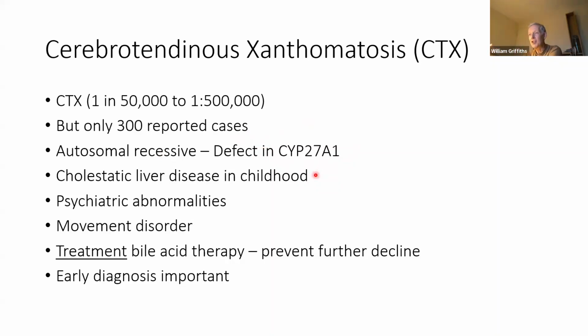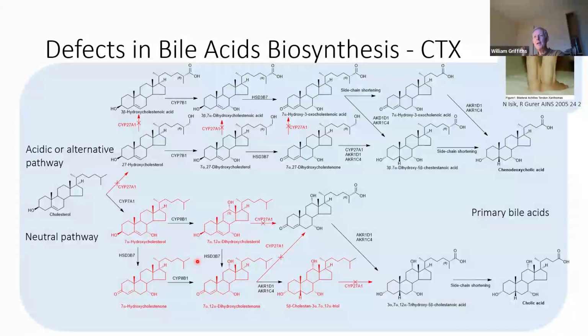However, if you have the mutation but you don't present in childhood, you get to middle age, and then you get psychiatric abnormalities and a movement disorder. Then it's incredibly difficult to diagnose, because there are so many disorders with psychiatric abnormalities or movement disorders. What's also important is that there is a treatment for CTX, bile acid replacement therapy. So there's a good treatment, and early diagnosis is really key. If we look at our pathway again, CTX is the enzyme shown in red. If you have a defect in it, this top pathway, the acidic pathway, is turned off.